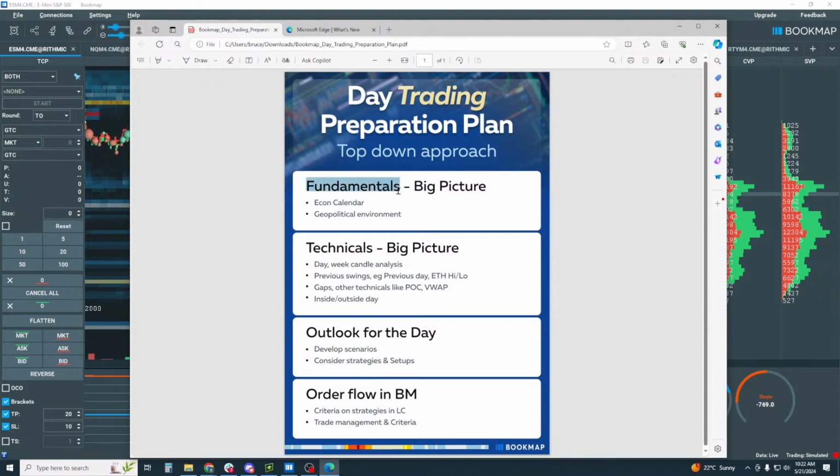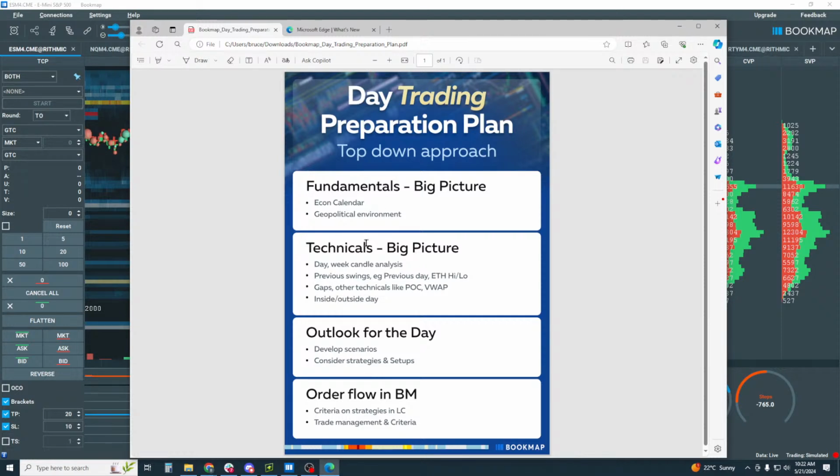Now a lot of large players, and a lot of players altogether, are making their decisions based off of fundamental data, from the economic calendar or geopolitical events. So we want to understand what those behaviors are like, and that's when we see a lot of volatility, around these events. This is a big market driver, and we can see it in the order flow.